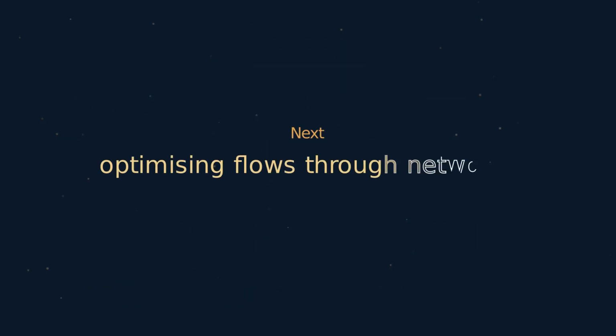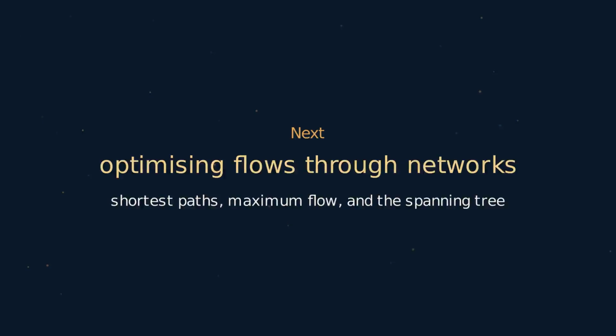Transportation and assignment were both really networks in disguise. Next time we drop the disguise and work with the network itself, shortest paths, maximum flow, and the cheapest way to connect everything together. See you there.